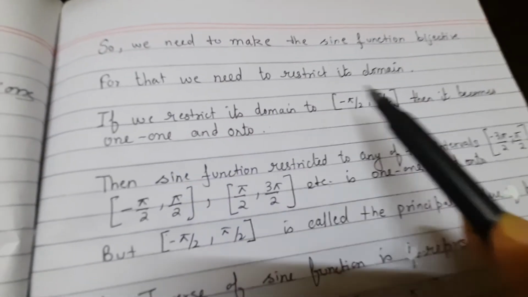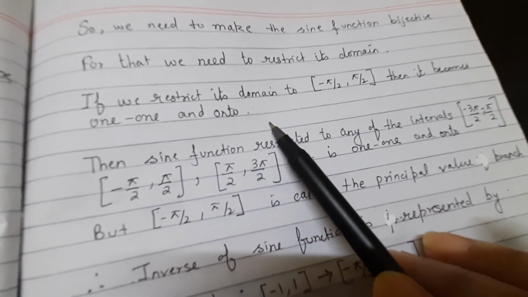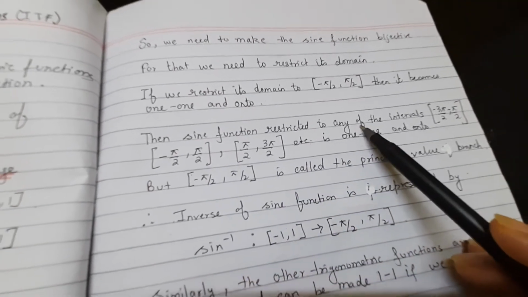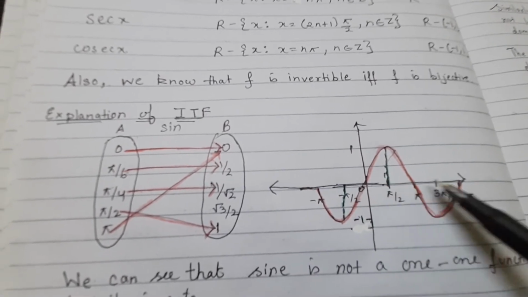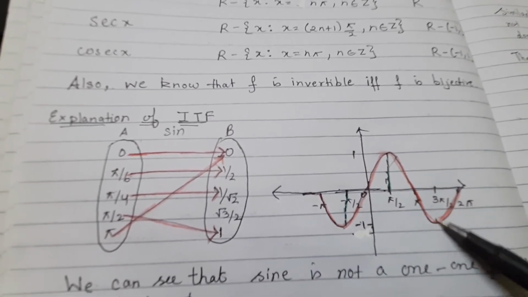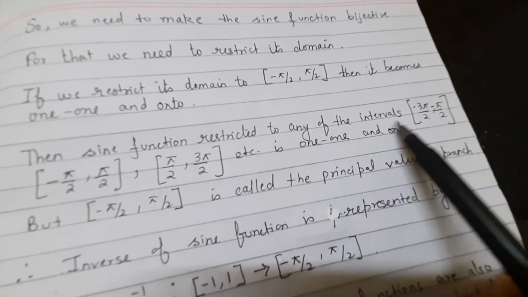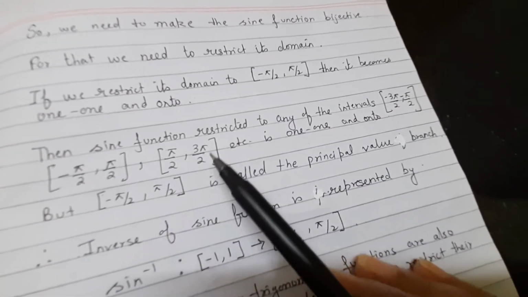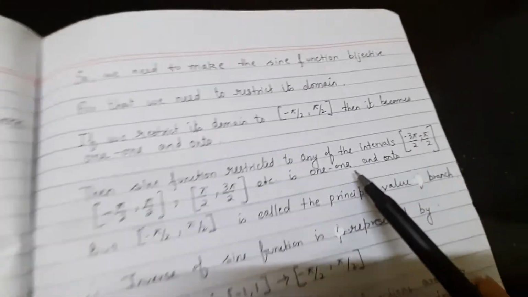If we restrict its domain to minus pi by 2 to pi by 2, then it becomes one-one and onto. Then the sine function is restricted to any of the intervals. It's not that only in this interval. After this, from pi by 2 to 3 pi by 2 also, you can say it is one-one. So the sine function restricted to any of the intervals minus 3 pi by 2 to minus pi by 2, minus pi by 2 to pi by 2, pi by 2 to 3 pi by 2 and so on, many intervals, is one-one and onto.